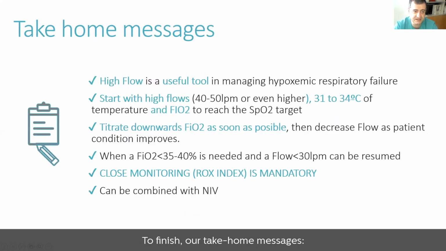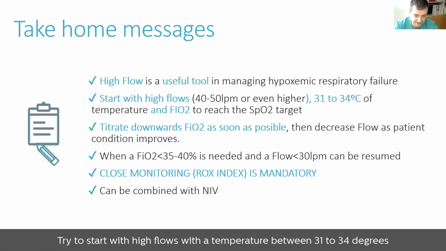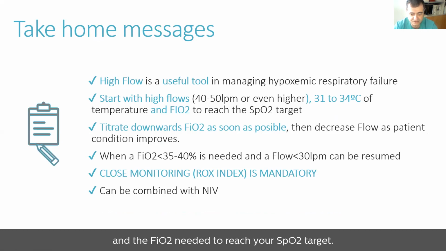To finish, our take-home messages. High flow is a useful tool in managing hypoxemic respiratory failure. Try to start with high flows with a temperature between 31 to 34 degrees and the FiO2 needed to reach your SpO2 target. Titrate downwards FiO2 as soon as possible and then decrease flow as patient condition improves and you are trying to wean from high flow.